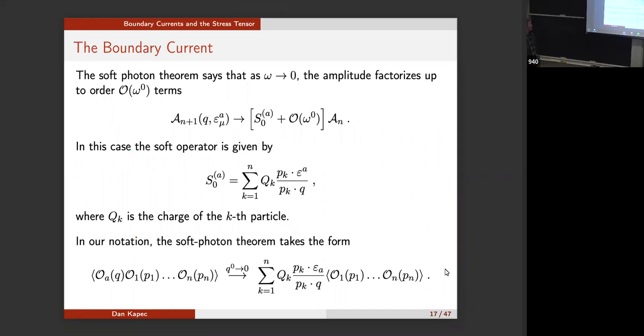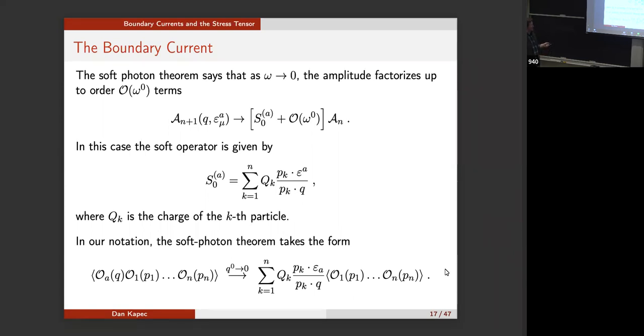So the standard statement of the soft photon theorem in abelian gauge theory is just that if I take the omega goes to 0 limit of this amplitude with one photon, it factorizes into this soft Weinberg pole plus order 1 terms, which we don't need to discuss right now, times this reduced amplitude without the photon. And this soft factor is very simple. It's just a combination of kinematic factors weighted by the charges of the external states. Okay. So that's sort of a textbook statement about the S matrix.